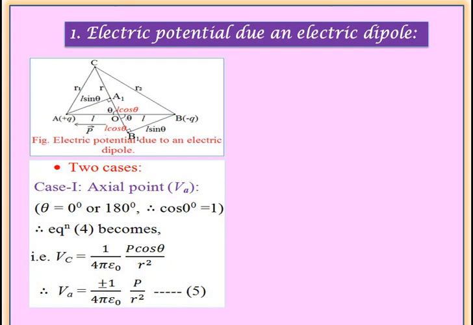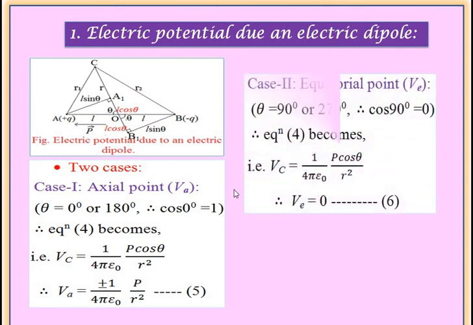So we get VA, that is, the axial point. Point C is an axial point. Therefore, VA, the potential along the axis of a dipole, is plus or minus 1 divided by 4 pi epsilon 0 into P divided by r square. Suppose this is equation number 5.